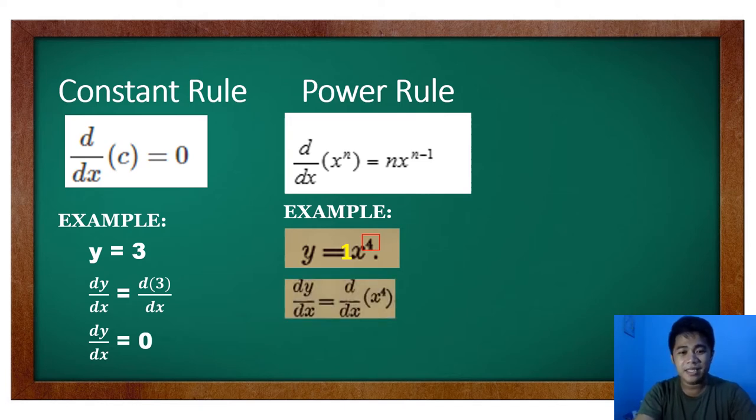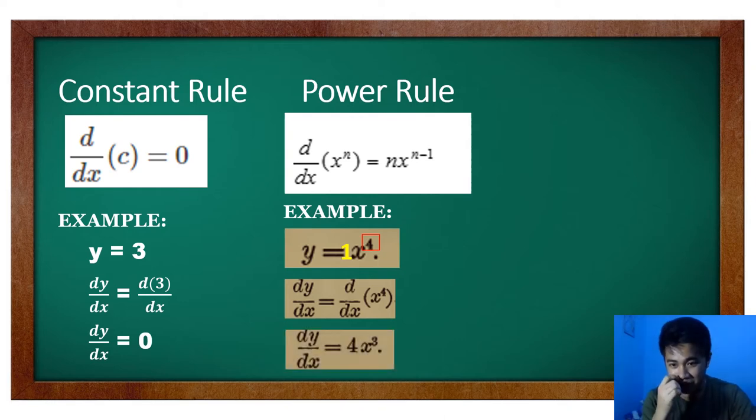So if we try to differentiate y is equal to x to the 4th, dy over dx is equal to differentiating x to the 4th over dx, which will be equal to 4x cubed. Because we multiplied 4 to the constant of the variable, which is 1, and then we subtracted the exponent by 1. Our exponent there is 4, so if we subtract that by 1, that becomes 3. So 4x cubed is the differentiation of y is equal to x to the 4th, in terms of x.